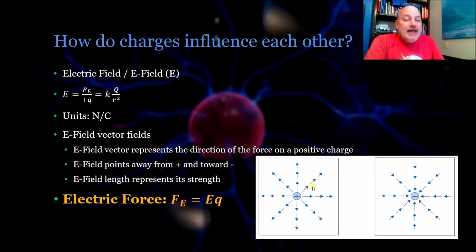And the length of these vectors, these arrows down here and over here, tell you how large the electric field is. So the longer they are, the larger the electric field is. And this makes sense because as we get closer to our point charges, the electric field should get larger since it's in the denominator.